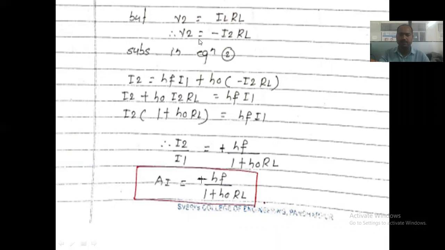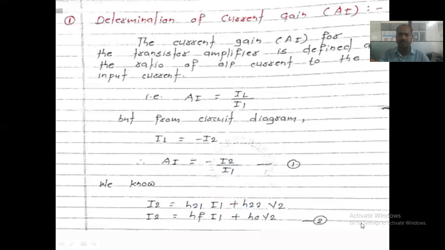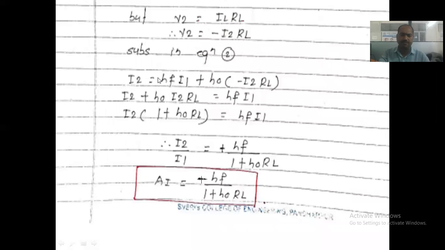Whatever value we get here should be substituted into this equation. So I2 equals HF into I1 plus HO into the bracket of V2 value, minus I2 into RL, right? So this minus with I2 gives HF I1 minus HO I2 RL.